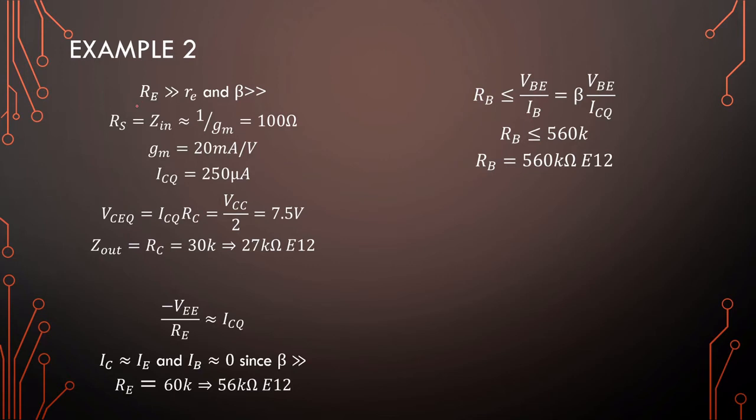Right. So let's assume that our emitter resistor is going to be much larger than small re, so we can say that the input impedance is 1 over the transconductance, which is 100 ohms. Reworking this will give us a transconductance of 10 milliamperes per volt, and if you multiply that with 25 milli, it will give us 250 microamps.